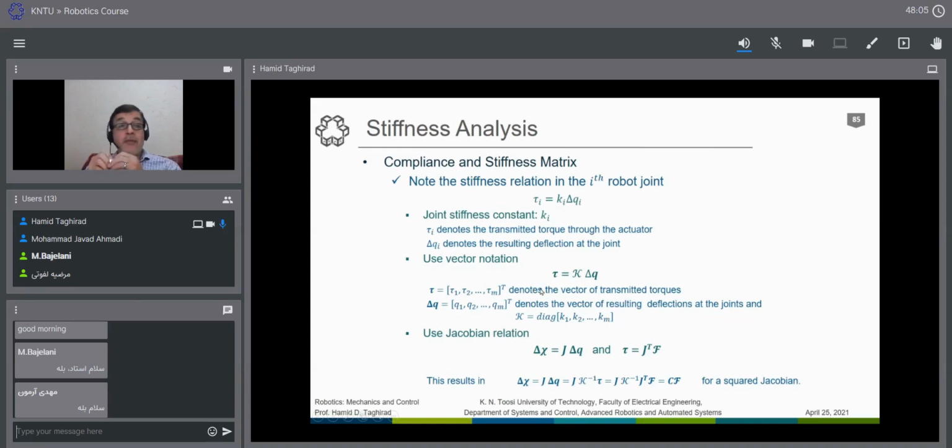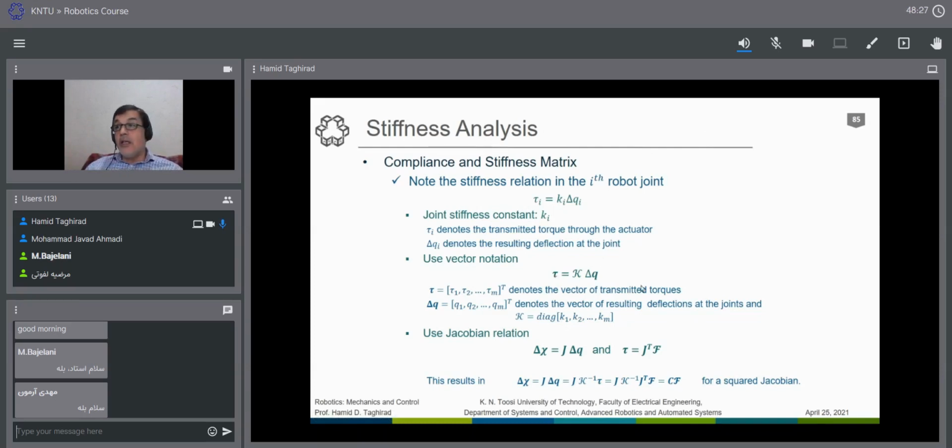Now, this is not the end of the story. This means that if we put a force or a torque on a particular joint in the joint space, we have a particular deflection on that joint. What about the whole system together? How does the structure come into the picture? The structure comes into the picture with the Jacobian.